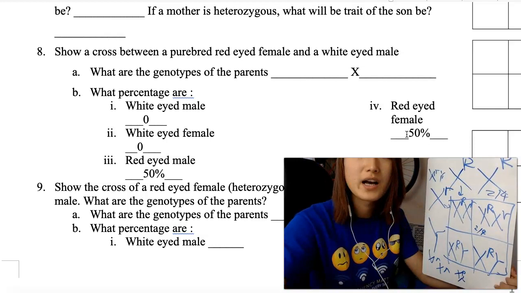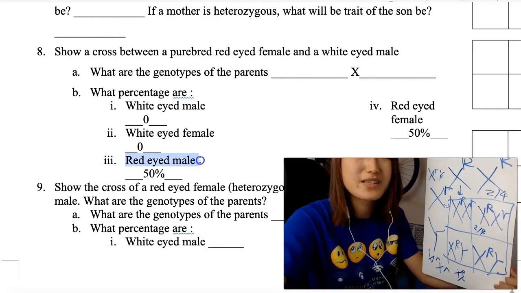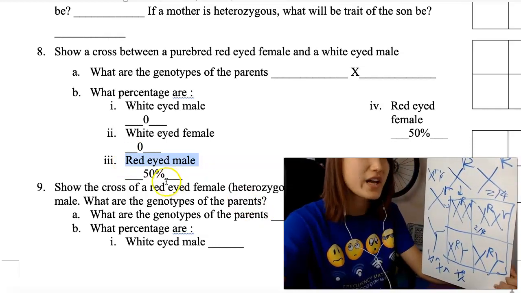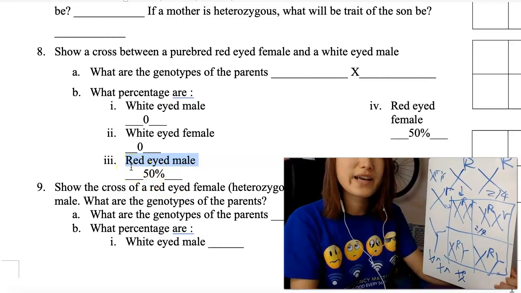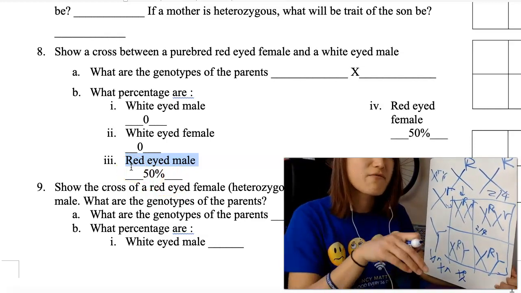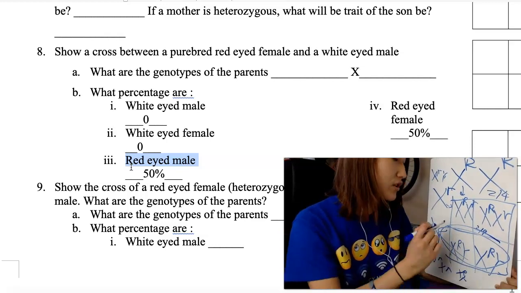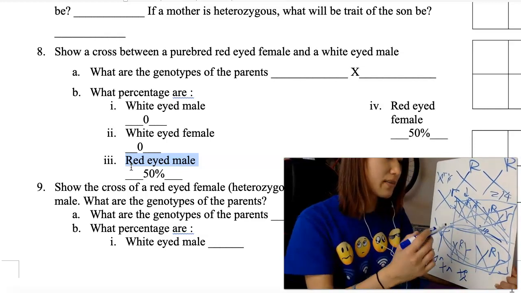So here's the thing. If this question were to ask you, what is the percentage of red-eyed male out of all the males, that answer is going to change because instead of looking at all 4 squares, you're just looking at the males. So these are all the males. We're just looking at these 2 squares. We don't even care what's going on up here. It's out of all the males.